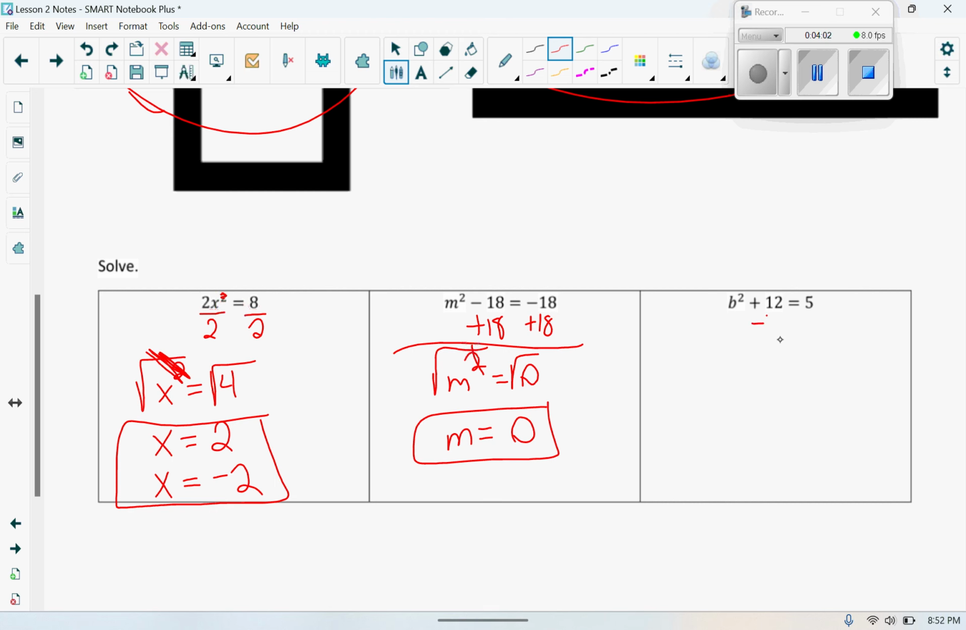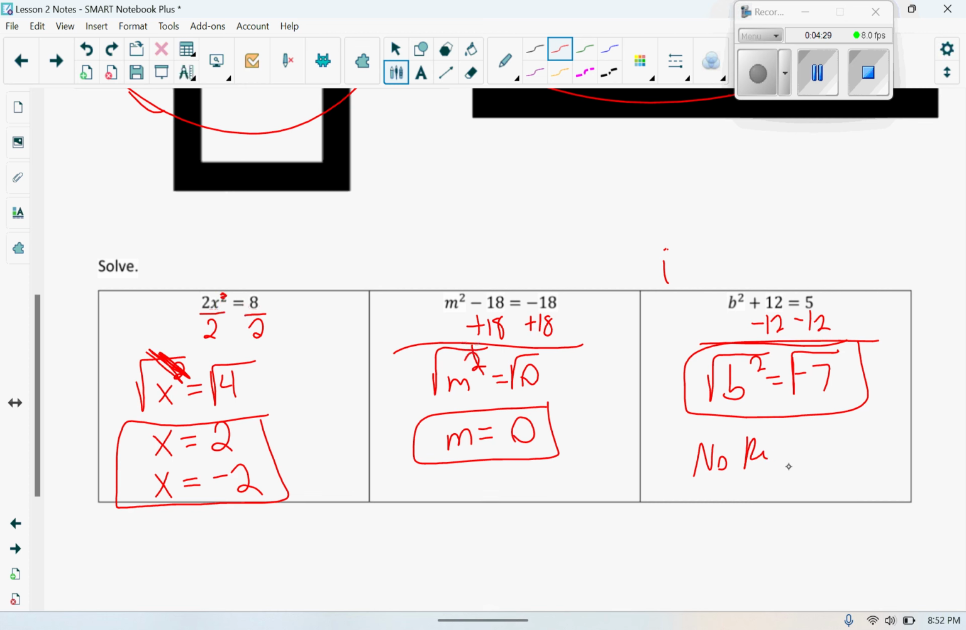Okay, let's do this one. So when I subtract 12, I get a negative answer. I get a negative 7. So guys, I need you to be mindful. If you take the square root of a negative 7, it's going to give you an imaginary number. And so you'll talk about that next year. So our answer, we just can't take this any further. You can't take the square root of a negative number and get a real number. So I'm going to say no real solution. And that's going to be my answer for that one.